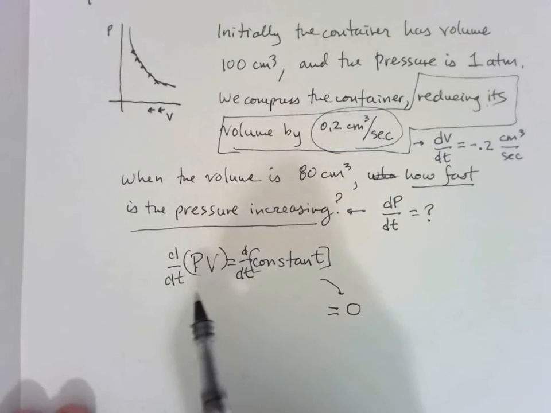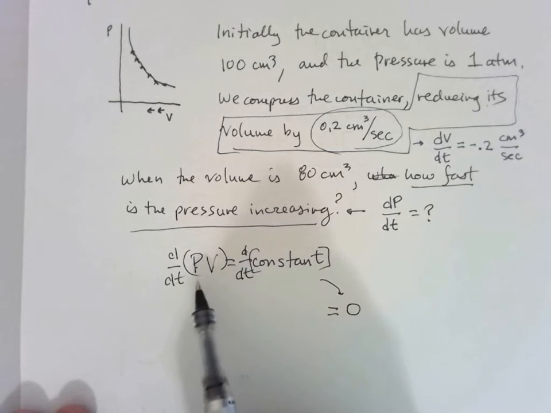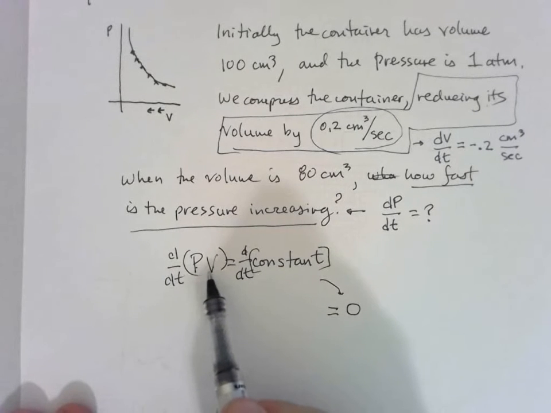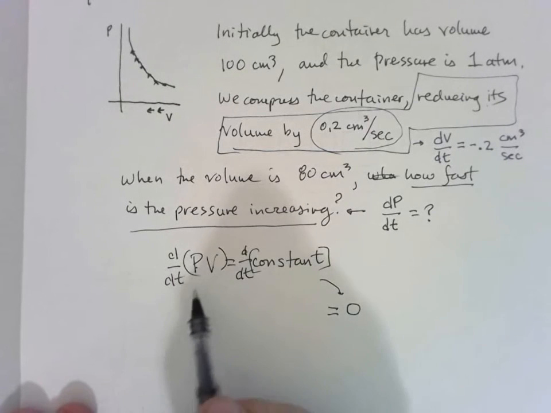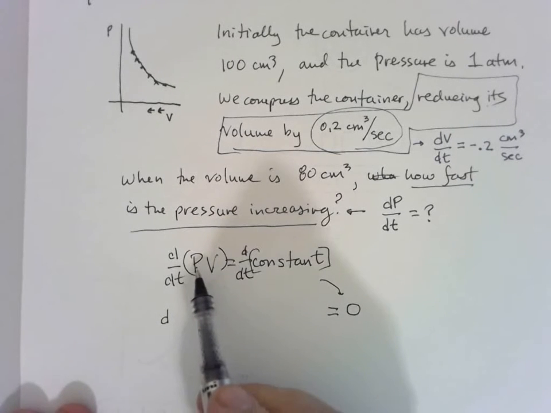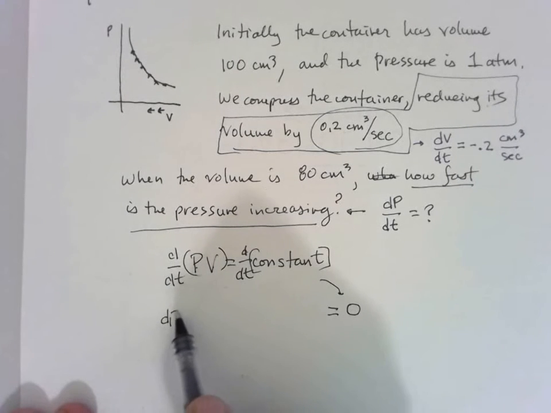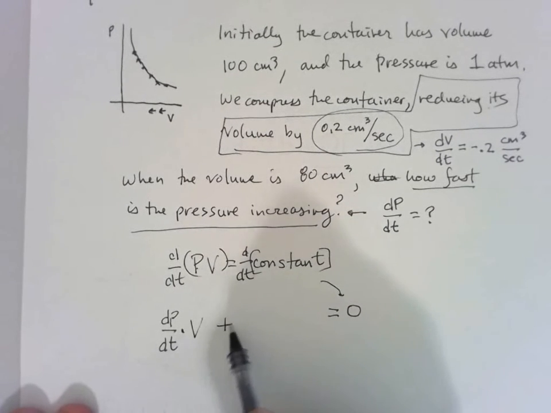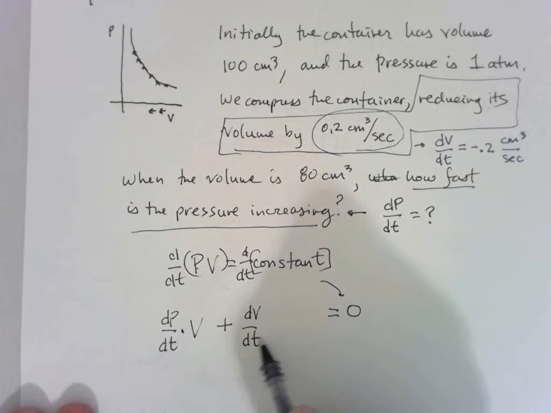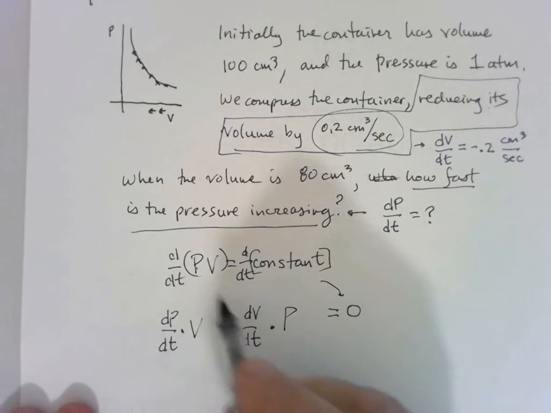But here, both pressure and volume are unknown functions of time. Since they both are functions of time, I have to use the product rule for taking the derivative of this. So I use the product rule, I get the derivative of P, which I don't know, so I'll just write it symbolically: dP/dt times volume. Then the second term from the product rule, I get the derivative of volume, dV/dt times P. That's the product rule.